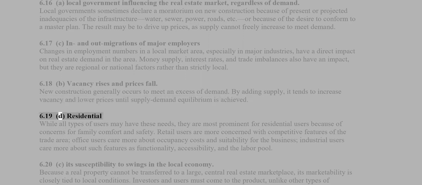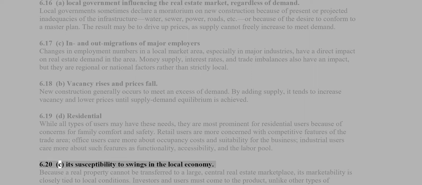6.19 D. Residential. While all types of users may have these needs, they are most prominent for residential users because of concerns for family comfort and safety. Retail users are more concerned with competitive features of the trade area. Office users care more about occupancy costs and suitability for the business. Industrial users care more about such features as functionality, accessibility, and the labor pool.